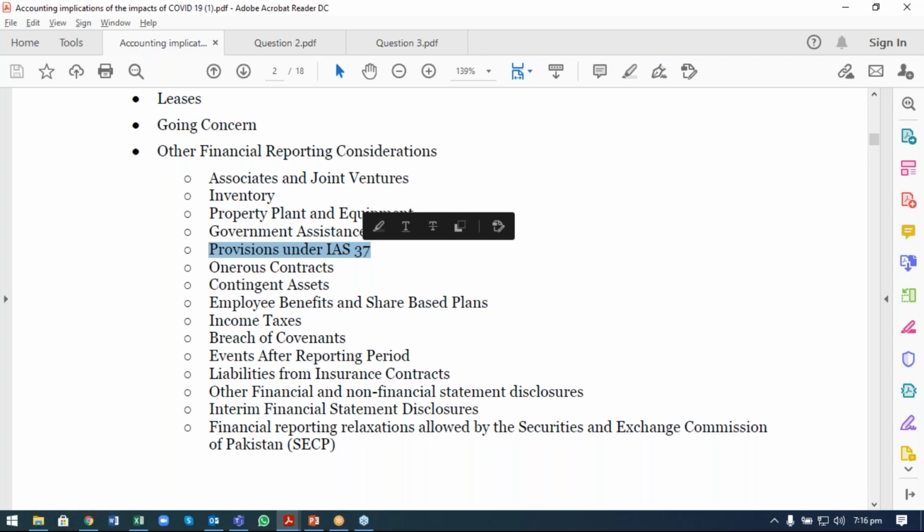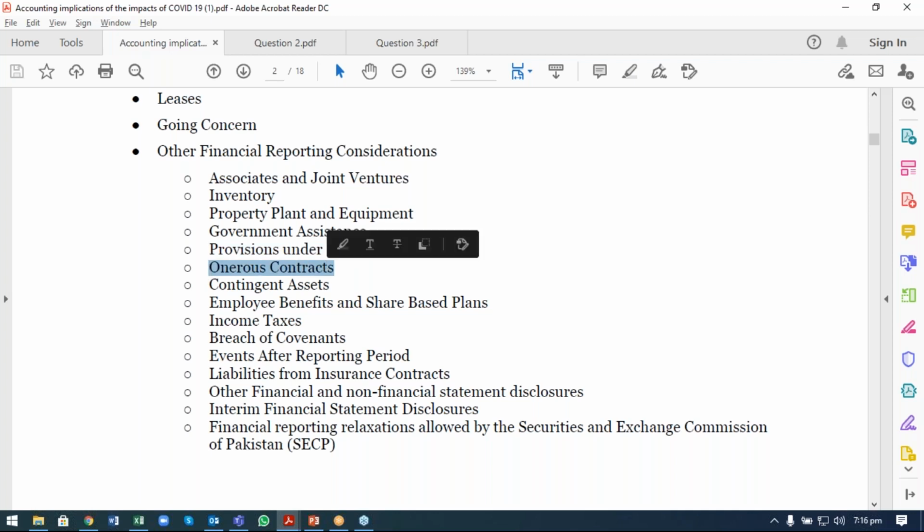But if your legal advisor advises that this situation might not be specifically a result of COVID-19, and you might have to pay some penalties, then you need to calculate the probabilities of those penalties. If the penalty payment is probable, then you have to recognize a provision with respect to that specific contract.